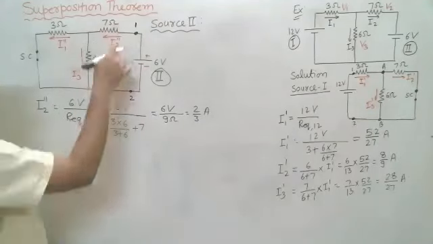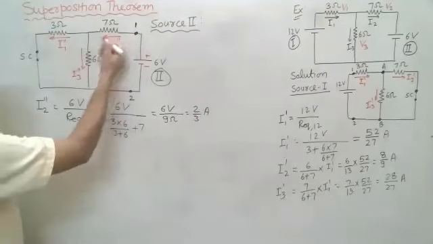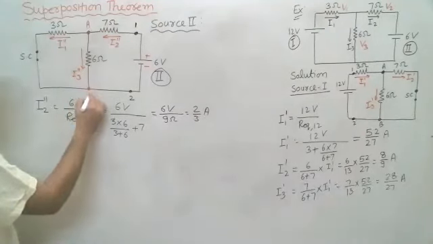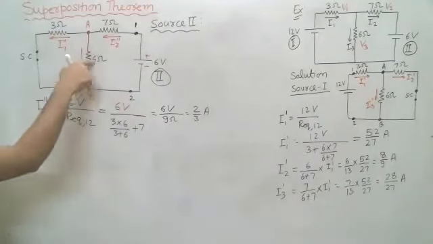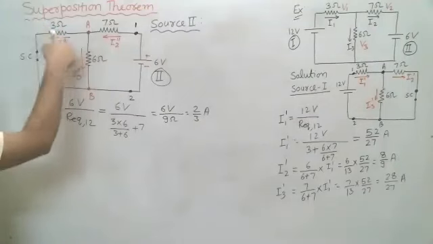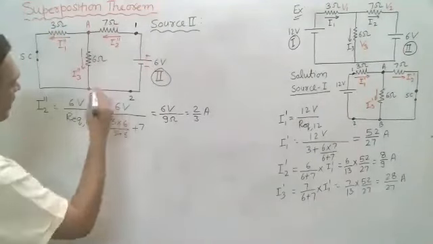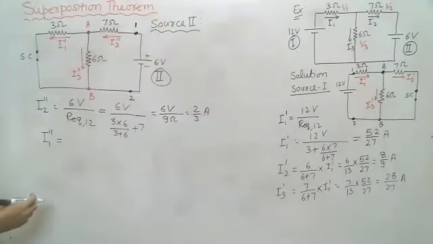So I2 double dash is 2 by 3. Now this I2 dash is again dividing at node A and B. That is dividing between I1 double dash and I3 double dash, and the parallel resistances are 6 and 3 ohm. So you can easily apply current division. So what will be I1 double dash?